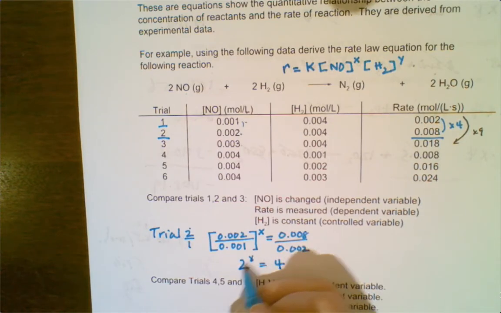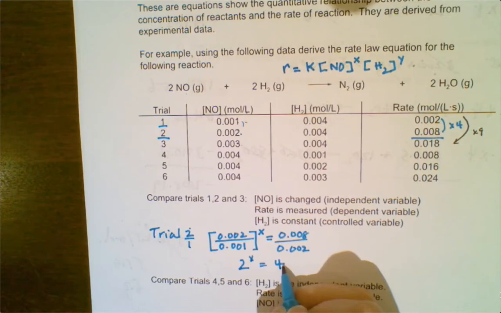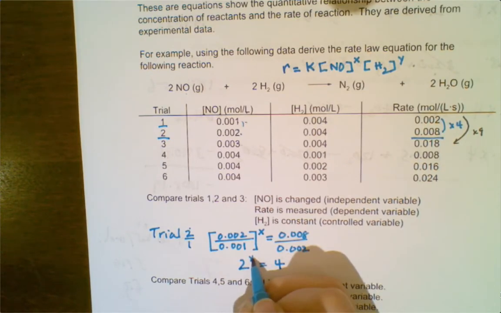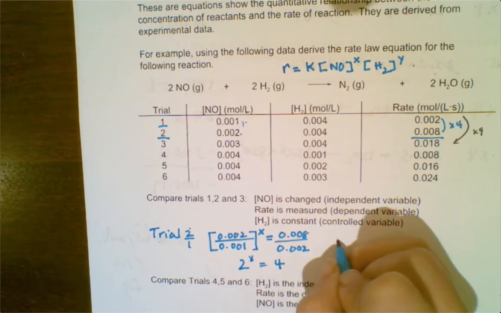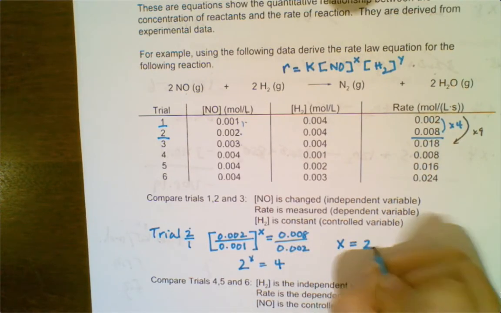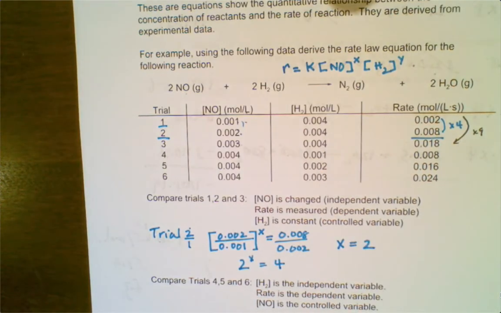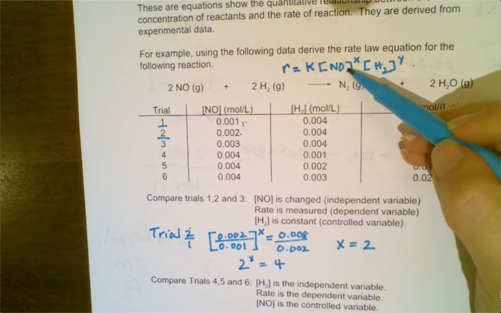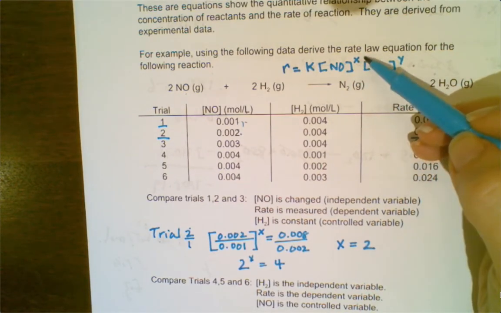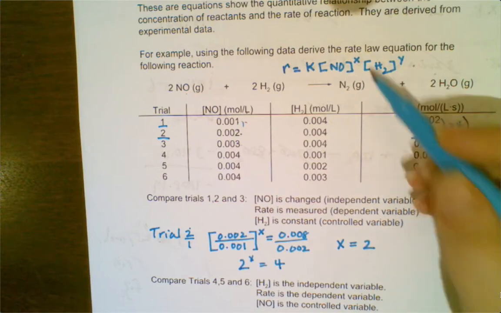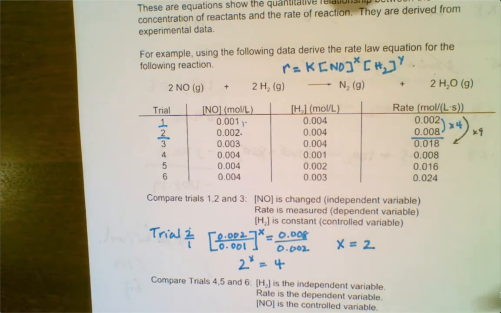So I figure out 2 to the what equals 4. 2 to the 0? Nope, 2 to the 0 always equals 1. 2 to the 1 would give me 2. 2 to the power of 2 gives me 4. So in this case, the exponent for my nitrogen oxide reactant would be a 2. So it's second order in that particular reactant.